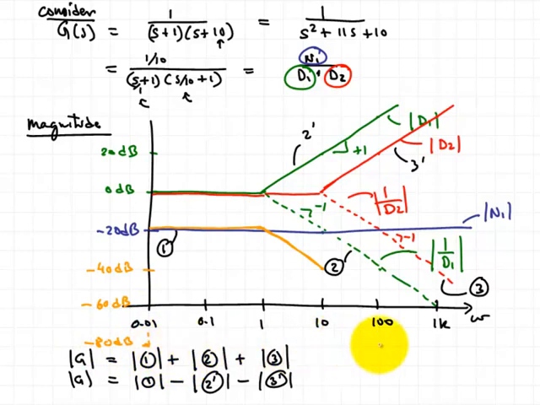What this tells me is that in the next decade of frequency, between 10 and 100, I'm not going to drop by a decade in magnitude, I'm going to drop by 2 decades, which means I will be down 40 dB.